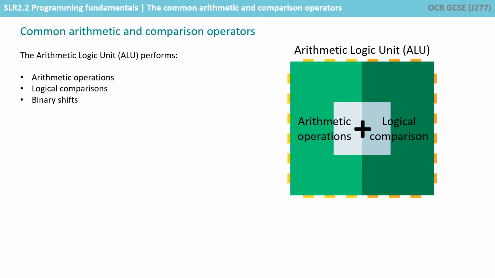So before we dive in, let's just think about what the arithmetic logic unit performs. It performs arithmetic operations, it performs logical comparison, and it also performs binary shifts. And because of this, obviously, there's a number of things you expect it to be able to do. You expect to be able to perform addition and subtraction. You expect it to be able to compare if one item is greater than or less than the other. And these types of actions performed by the ALU are supported by operators that you can use in all common programming languages. Let's take a look at some of them now.